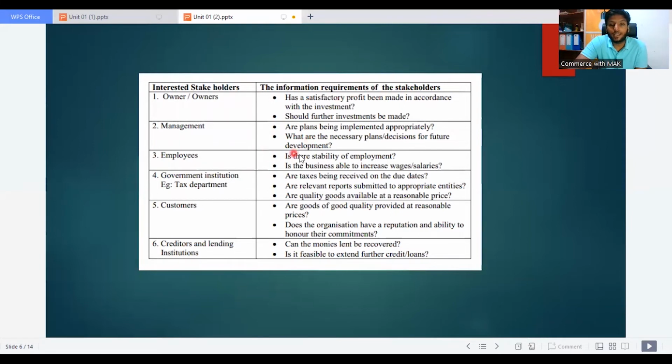Employees think about whether there is stability of employment. Is my job safe? Can I get a fixed income every month? Will they keep me out of the company? So these types of concerns are a part of employment.